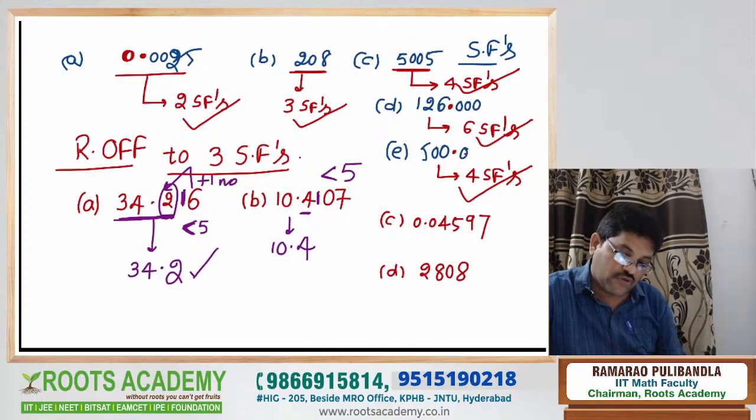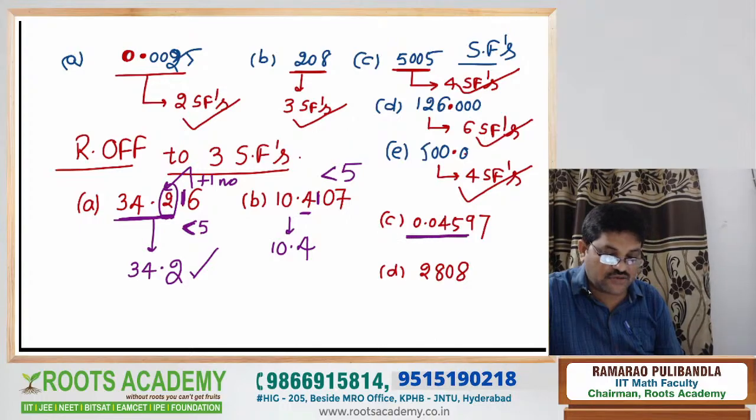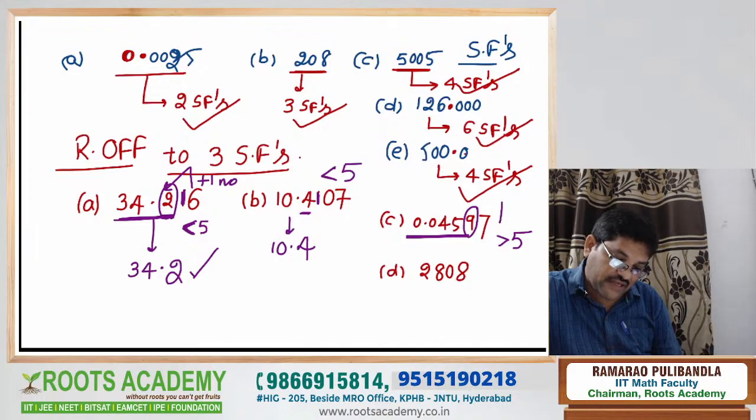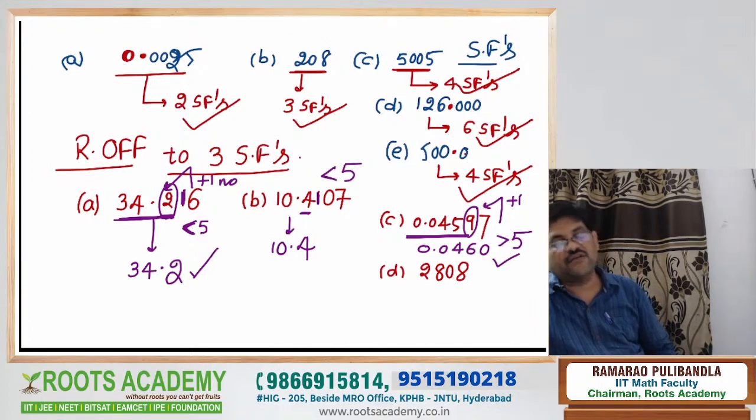And come to here. So rounding up to 3 significant figures. Now see, 0.04597. After rounding off to the 9, this 7 is there. Is 7 greater than 5 or less than 5? 7 is greater than 5. As 7 is greater than 5, we add plus 1. So when plus 1 is added, what is the answer you got? You get 0.0460. That is your reported answer by adding plus 1.